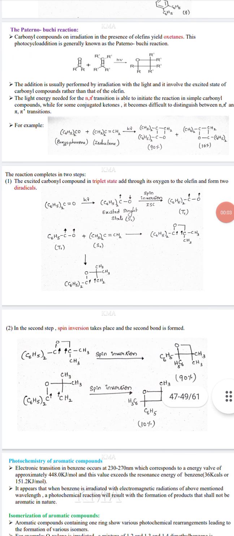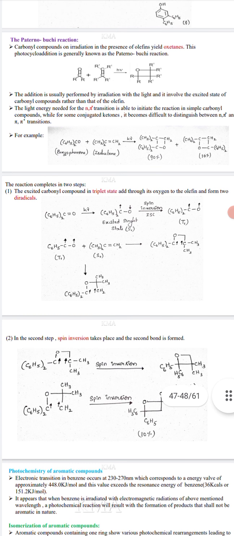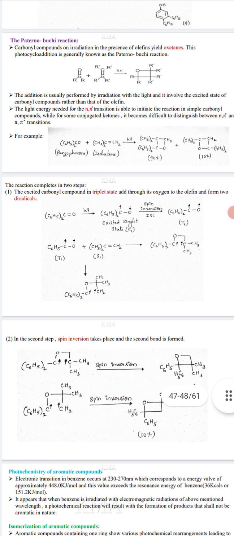Hello students. So now we shall see the important part of this photochemistry of carbonyl compounds, that is a very important named reaction. It is called the Paterno-Buchi reaction. So carbonyl compounds on irradiation in presence of olefin give oxetanes. So this photocycloaddition is generally known as the Paterno-Buchi reaction.